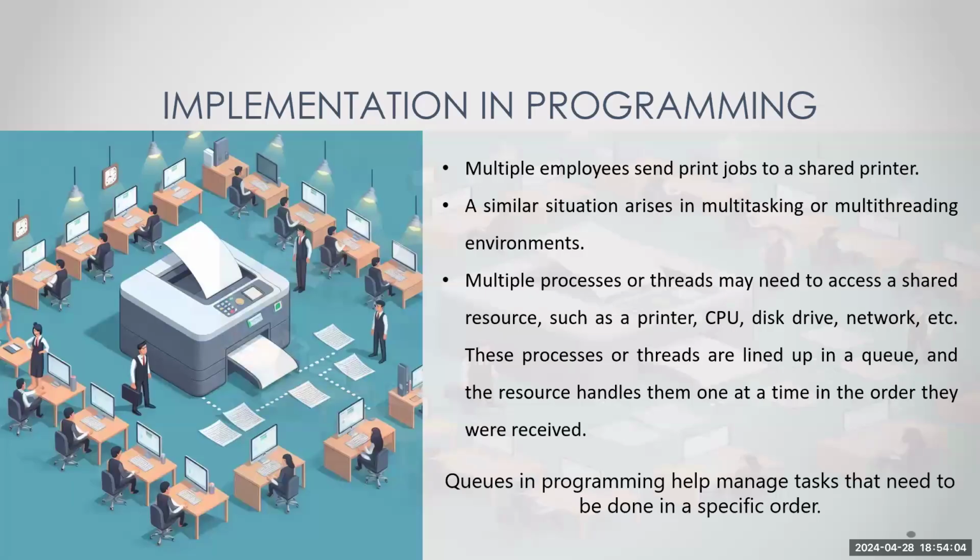Yeah. So now coming to the implementation of queues. Let's consider this case where there are multiple employees in a company. They're all busy at work and they send multiple print jobs to a single printer. Now, as you all know, a printer can only handle one job at a time. So the jobs are lined up in the way that they are received.